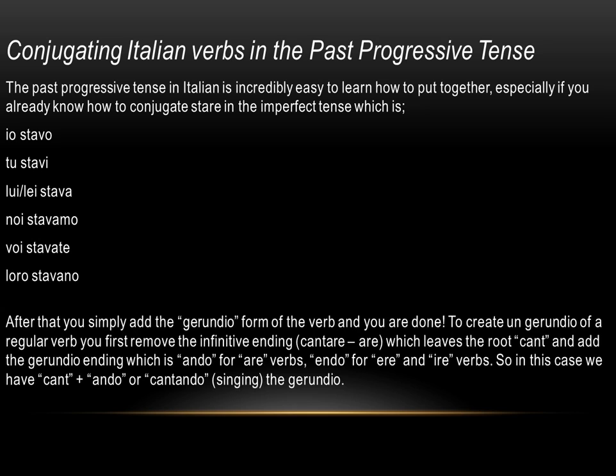To create un gerundio of a regular verb, you first remove the infinitive ending, cantare minus are, which leaves the root or infinitive root, cant, and add the gerundio ending, which is ando for are verbs, endo for ere and ire verbs. So in this case, we have cant plus ando, or cantando, singing, the gerundio.